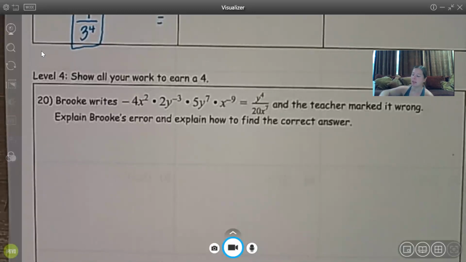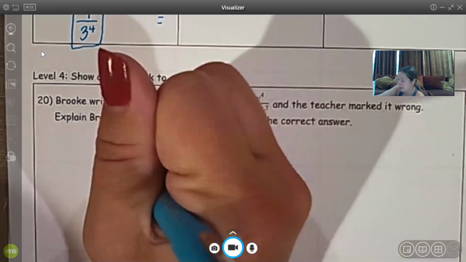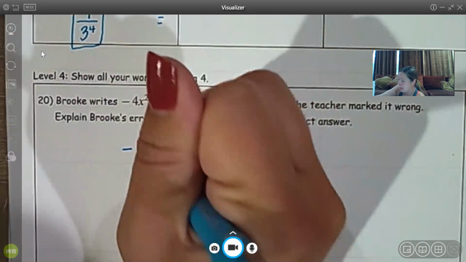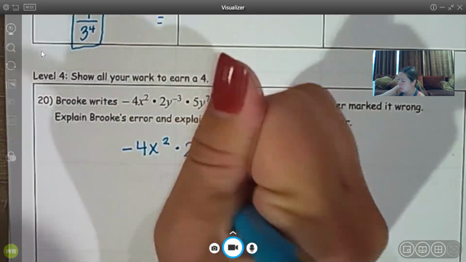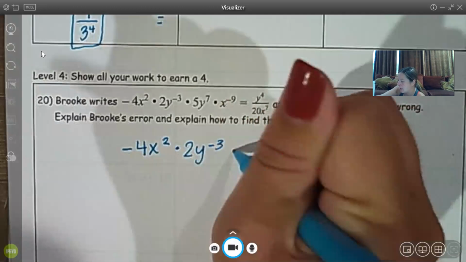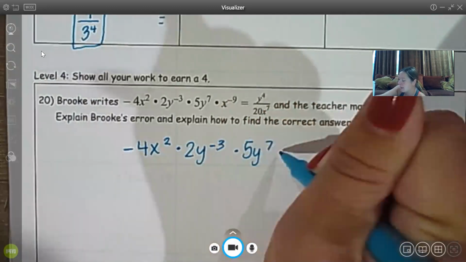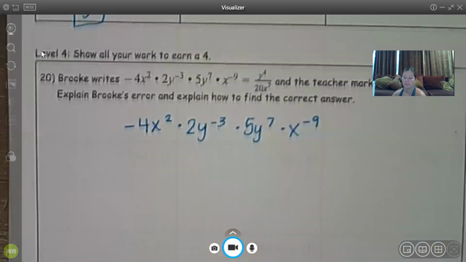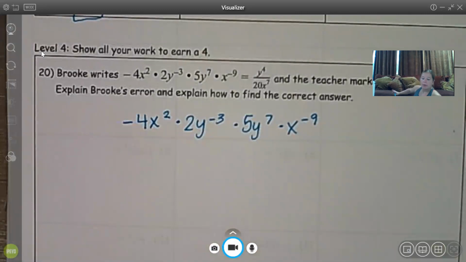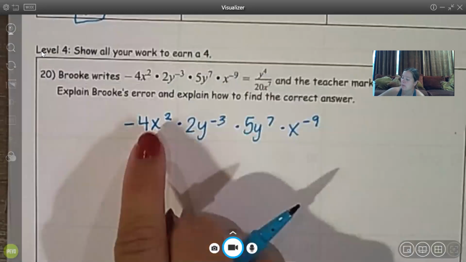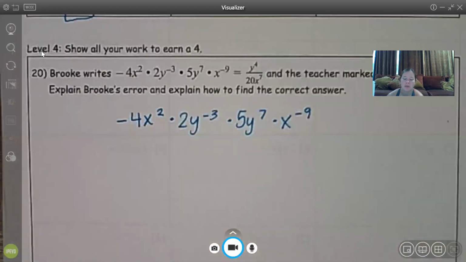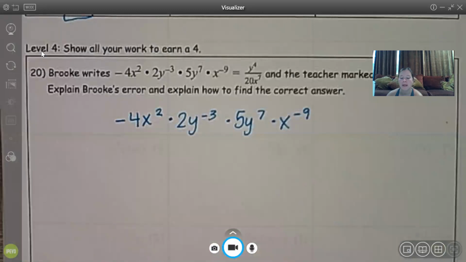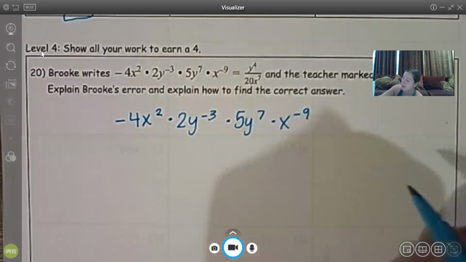Okay, so start off by writing the problem. And the problem is just the left side. Negative 4x squared times 2y to the negative 3rd times 5y to the 7th times x to the negative 9. Okay, I wrote out the left side of the problem. You are going to figure out what you think the left side equals. So first of all, we have multiplication. We see that there's multiplication, so we need to multiply. We're going to start by multiplying all of our integers out front.